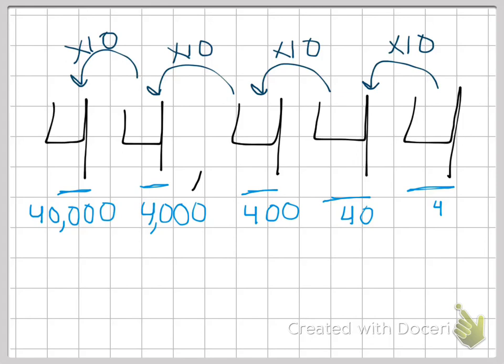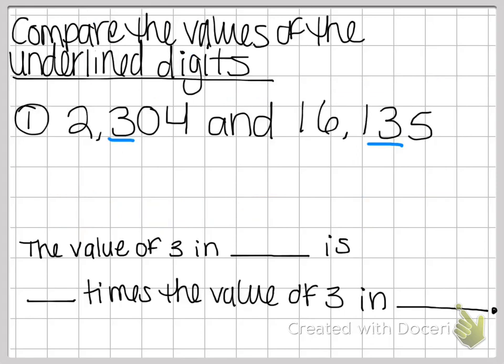We're going to use that to compare digits in different place values. Compare the values of the underlined digits. So for number 1, I have the number 2,304 and 16,135. So both 3's are underlined in the numbers, and I need to compare them. So let's start off by identifying which place value those 3's are in. This 3 is in the hundreds place, and this 3 is in the tens place.